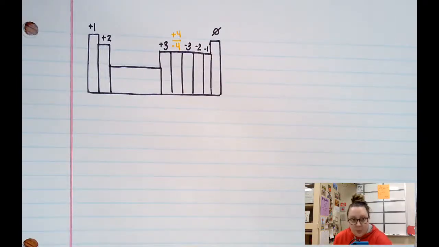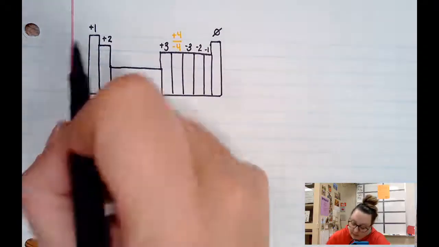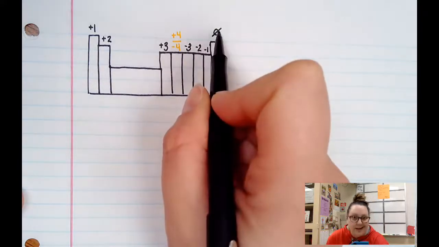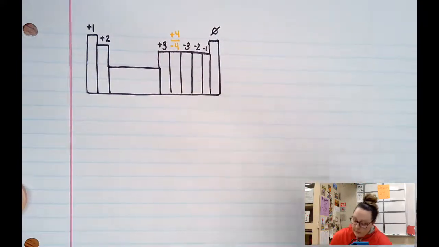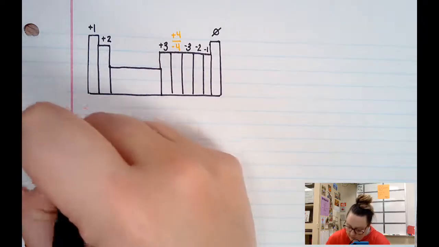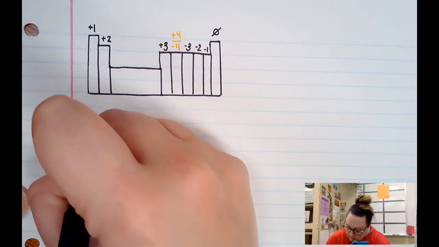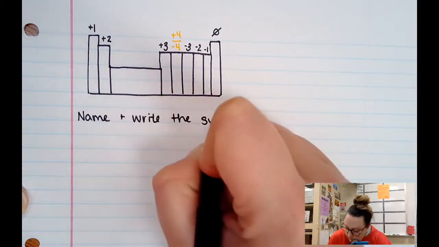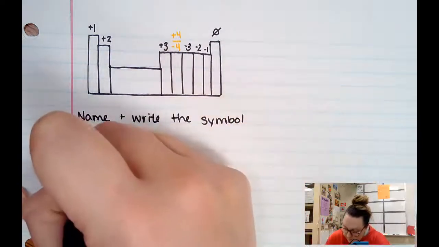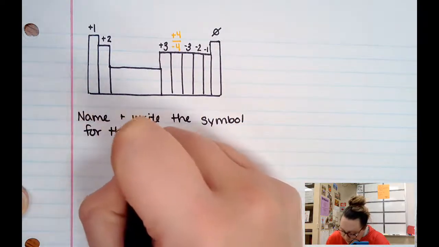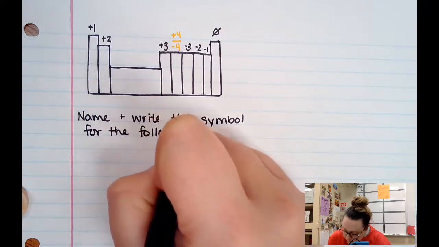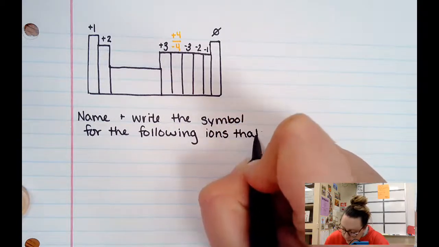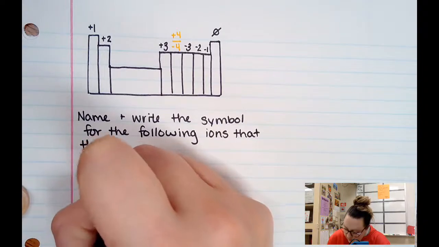Once you understand why this occurs, this is great to have memorized: +1, +2, skip the middle, +3, -3, -2, -1, nothing. So we can quickly name and write the symbol for the ions that the following elements will form.